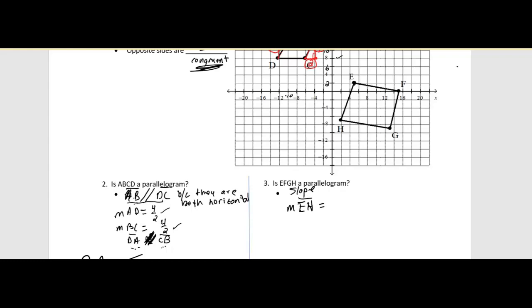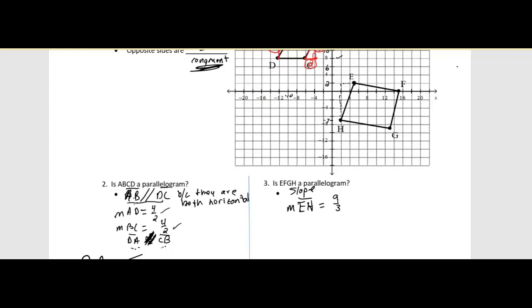So to go from H to E, understand this is right in the middle. So this is a -7. So I'm going to go up to 2. So to go up from a -7, this would be 1, 2, 3, 4, 5, 6, 7, 8, 9. And then I would go right 3. So I went up 9, right 3. That's the slope of 9/3.